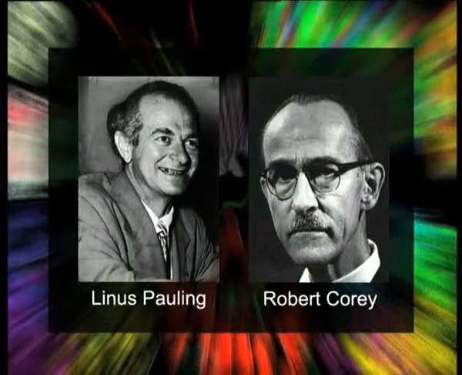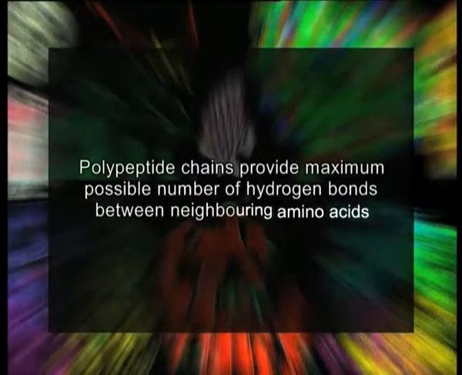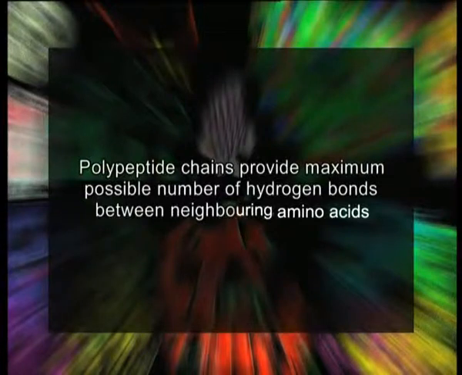The early studies on protein secondary structure were carried out by Linus Pauling and Robert Corey of the California Institute of Technology in 1951. By studying the structure of simple peptides consisting of a few amino acids linked together, Pauling and Corey concluded that polypeptide chains exist in preferred conformations that provide the maximum possible number of hydrogen bonds between neighboring amino acids. Two conformations were proposed: the alpha helix and the beta pleated sheet.